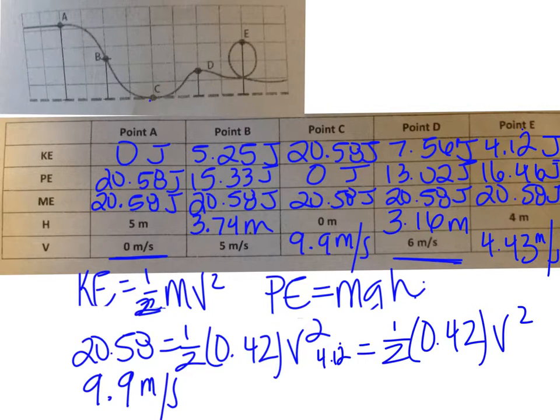Then you'd use the opposite formula, the one you didn't use, to find the missing piece, whether it's height or velocity, right?